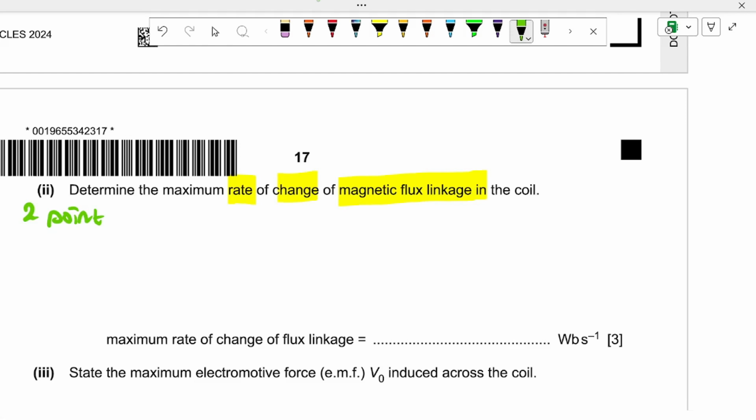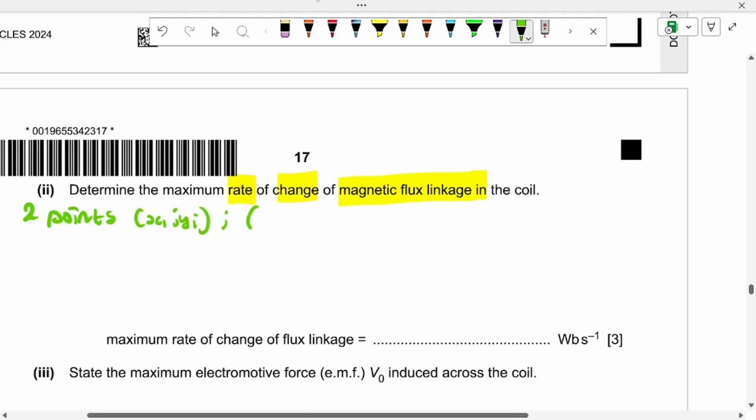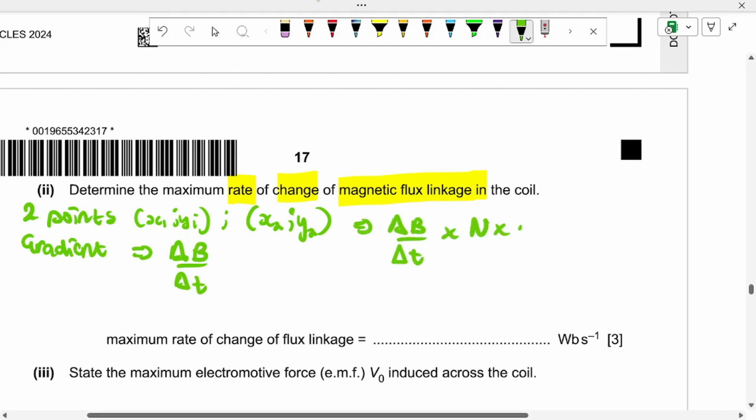If you don't have that, when an actual exam comes, you won't be able to do it. So I take 2 points, x1 and y1. Once I have those 2 points, I can just calculate my gradient. Then after I've obtained my gradient, I now know that my gradient is change in B divided by change in time. But my magnetic flux linkage is just my change in B divided by my change in time times N times A. My A is 3.2 times 10 to the power of negative 4, and I know my N, so I can therefore find my E.